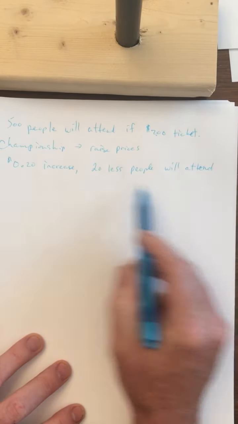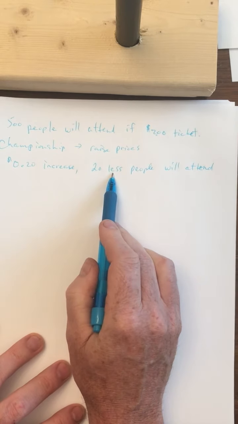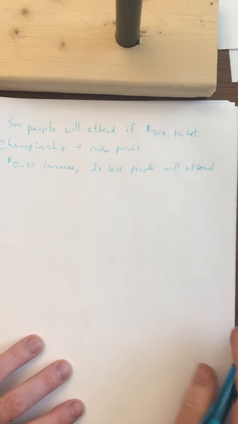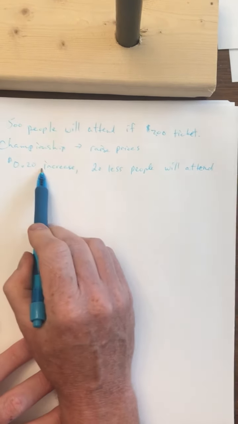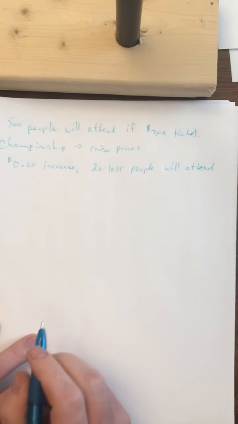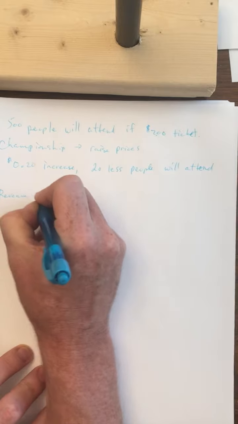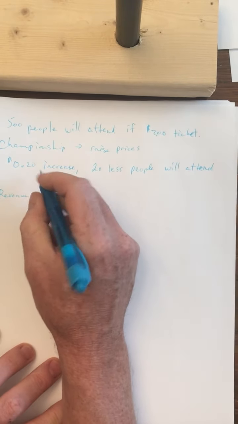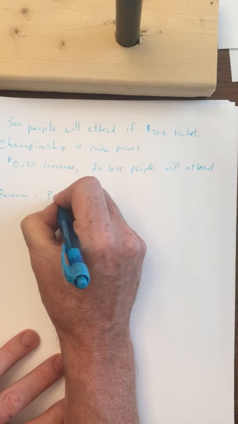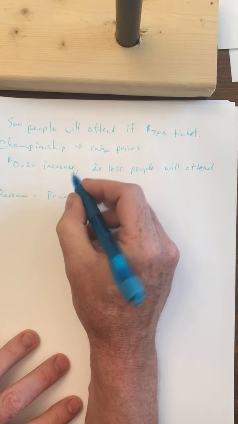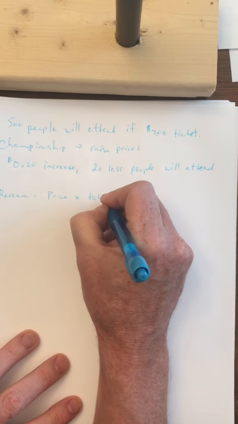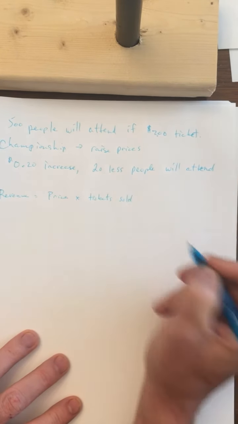So like the popcorn, if the price of popcorn goes up, fewer people will buy it, but that doesn't necessarily mean less money. If the price of tickets goes up, fewer people attend. So the revenue, that's how much money they make. Basically, this is going to be price times tickets sold.